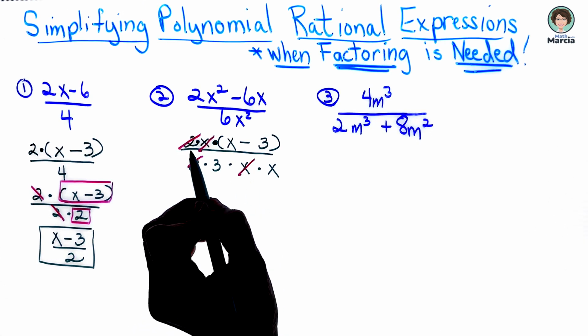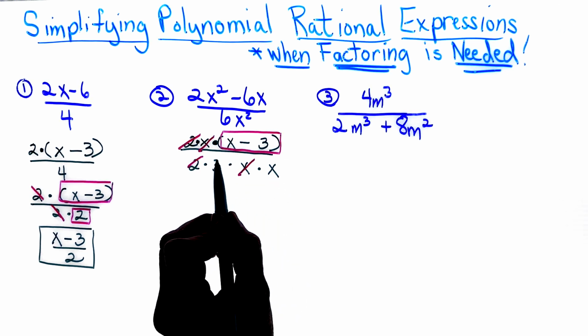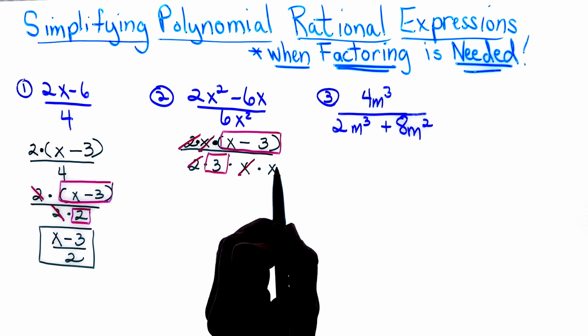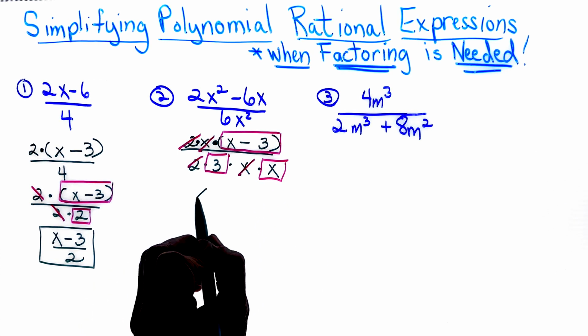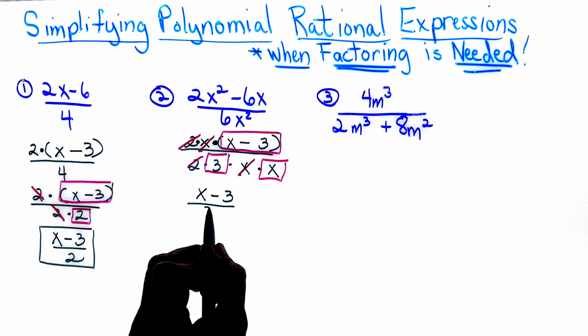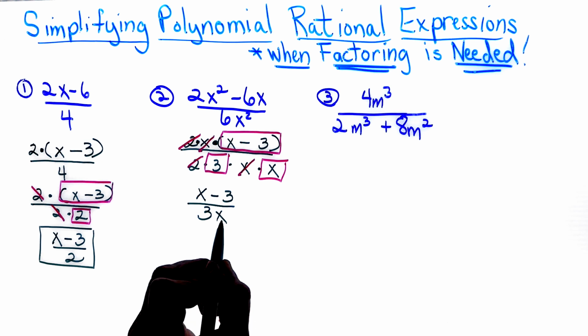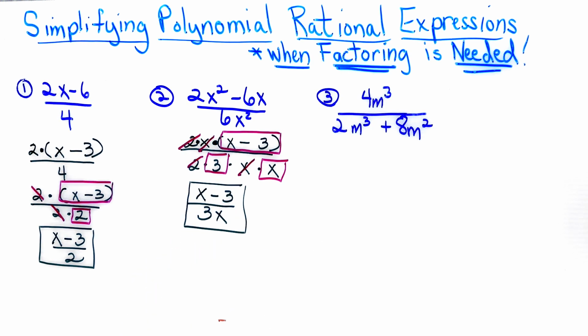So what do we have left? Well, in the numerator, we have x minus 3. In the denominator, we have a 3 and an x. So writing that in simplest terms would be x minus 3 over 3 times x. We can just write that as 3x. And that is my simplified polynomial.